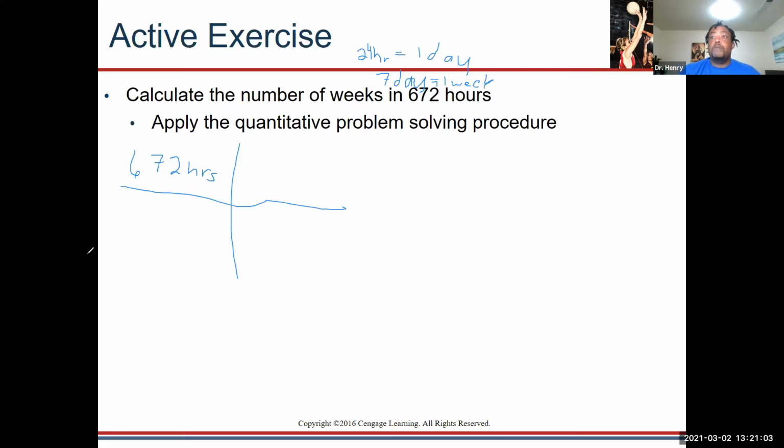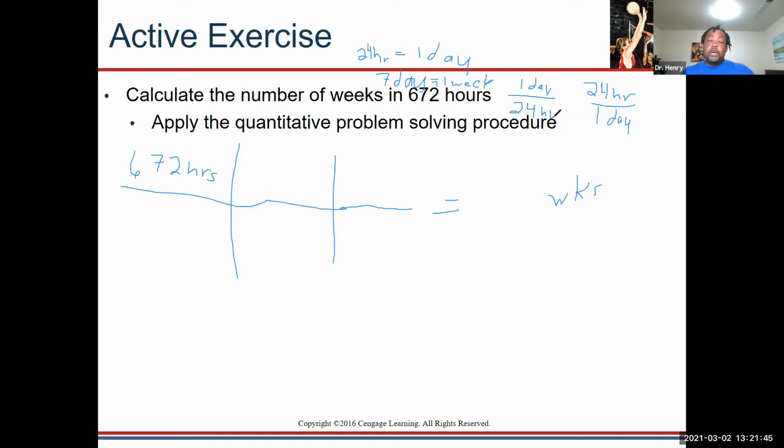Okay, so this is my given. I always want to start off with my given, and then I want to figure out exactly what I want. I want weeks, so I'm going to put weeks over here. That's the goal. Because these are equivalencies, I can flip them any which way I want. I could put 24 hours over 1 day, or I could put 1 day over 24 hours.